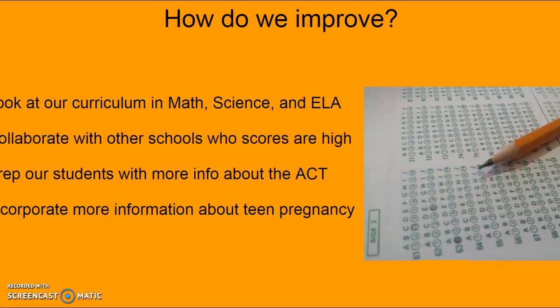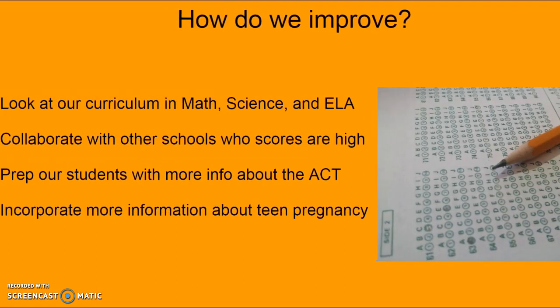How do we improve? We need to look at our curriculum in math, science, and English language arts, and we can collaborate with other schools who have higher test scores and higher ACT scores. We can get together with them and see how we can improve. I think we should prep our students with more info about the ACT, maybe give them a practice ACT, and go from there. Incorporate more information about teen pregnancy. Obviously, we have to teach the freshmen about health. Maybe we can continue to teach about health and go from there.